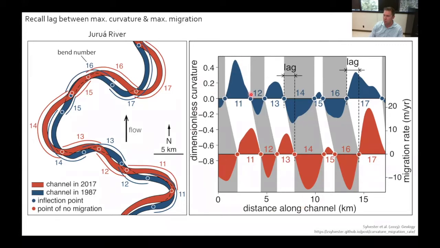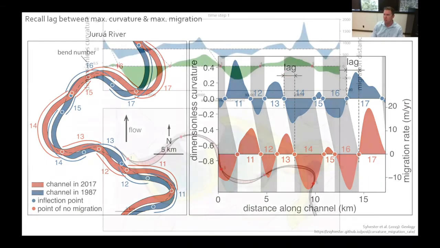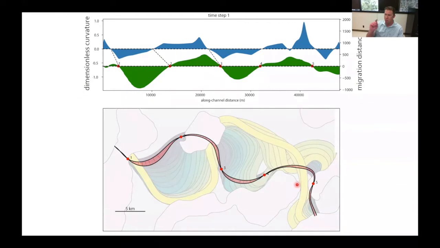Again, you have curvature above that's measured at an initial channel center line, and then the migration distance from the initial channel center line to the next is shown below in red. And the key for what we see in rivers that are kind of unperturbed is that the curvature and migration correlate if you consider this lag, this phase lag between the point of maximum curvature and the point of maximum migration.